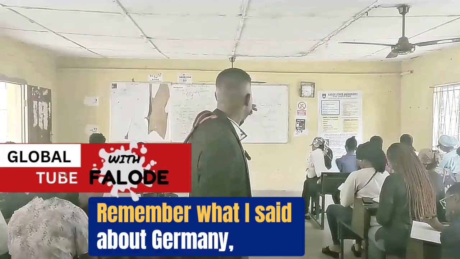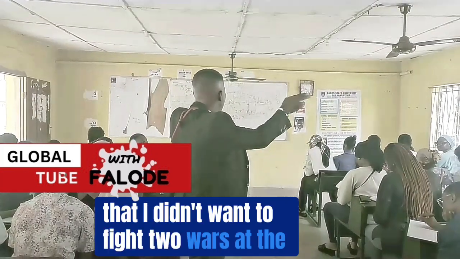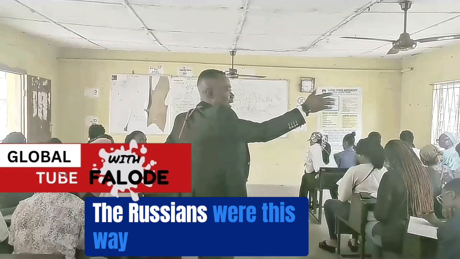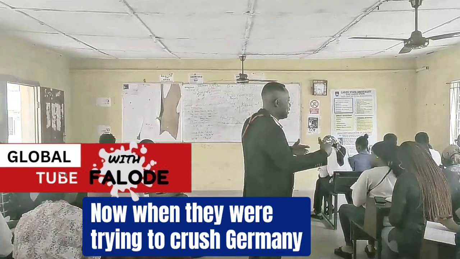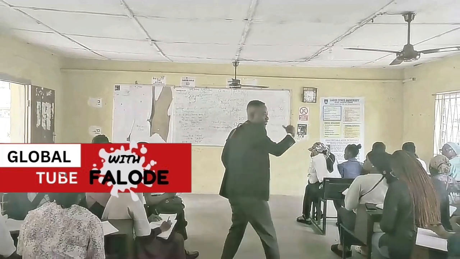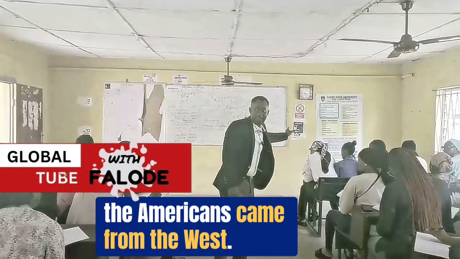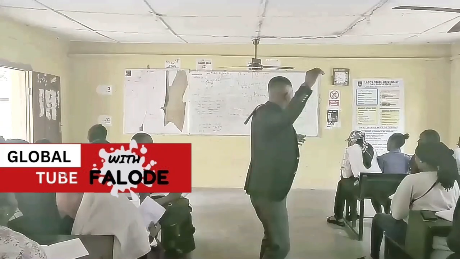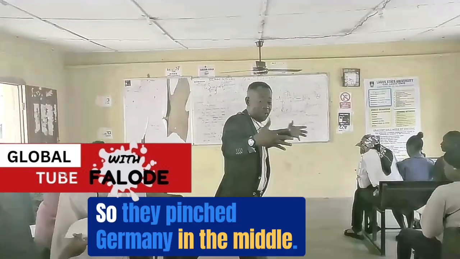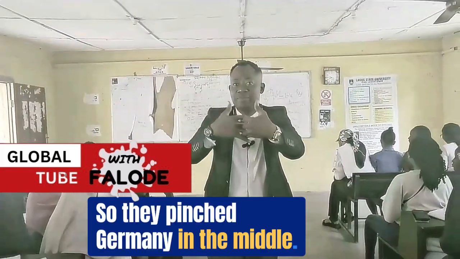Remember what I said about Germany? That I didn't want to fight two wars at the same time. The Russians were this way and the Americans were this way. Now, when they were trying to crush Germany, the Russians came from the east, the Americans came from the west. That's why they call the Cold War East-West conflict. One was coming from this side, the other was coming from the other. So they pinched Germany in the middle.